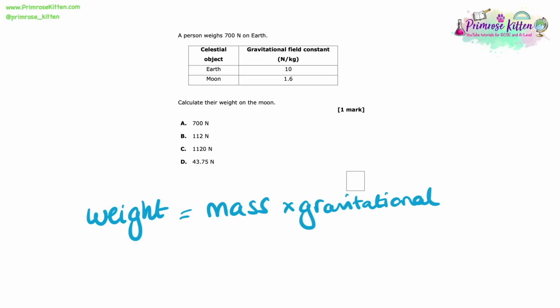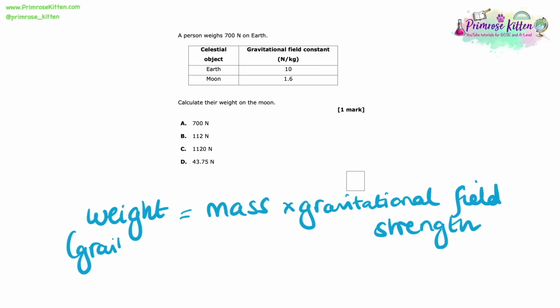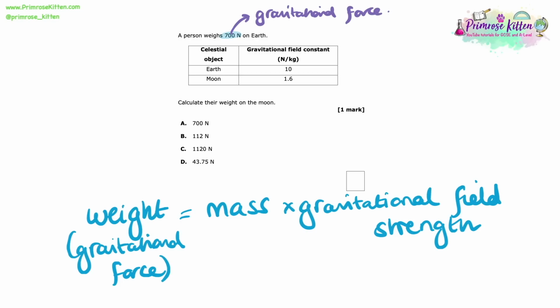Now, instead of saying weight, you may be more familiar with saying gravitational force is equal to mass times the gravitational field strength. They are exactly the same because, of course, the weight of an object is its force due to gravity. So let's have a look at the information we know about Earth. We know the person weighs 700 newtons on Earth, and therefore that is their gravitational force.